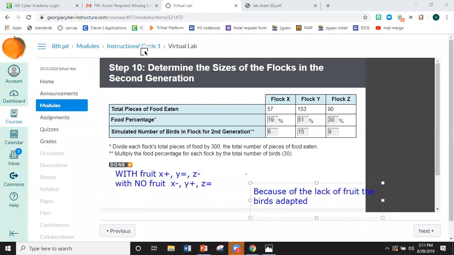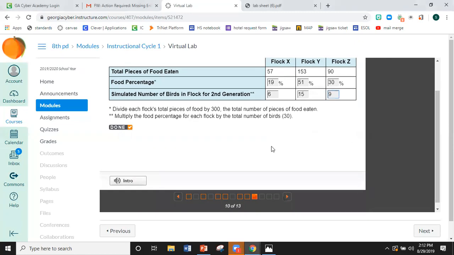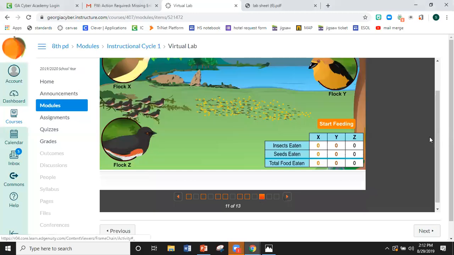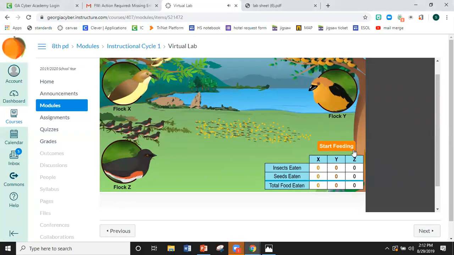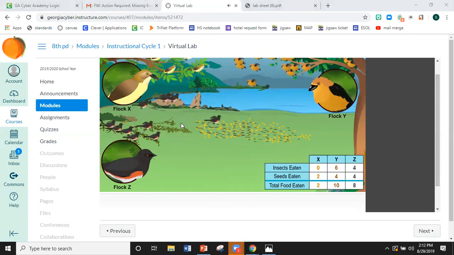So when we had fruit, X increased, Y stayed the same, Z decreased. With no fruit, X went down, Y went up, and Z stayed the same. So the birds, because of the lack of fruit, had to adapt and either change what they ate or they're not going to survive very long. One last time, watch the birds feed. Will flock Y eat so well that the flock will grow even more?